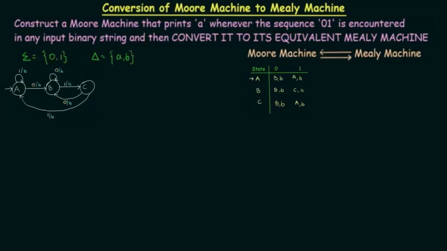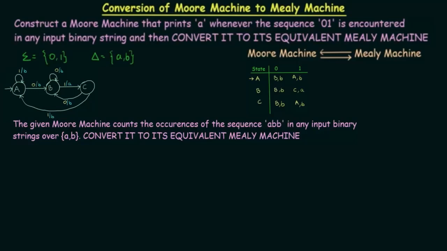So now we'll see one more example. Now, the given Mealy machine. We have already discussed this one also, right? So let me just quickly draw it. If I want to draw this, let me just quickly draw it without discussing it further.